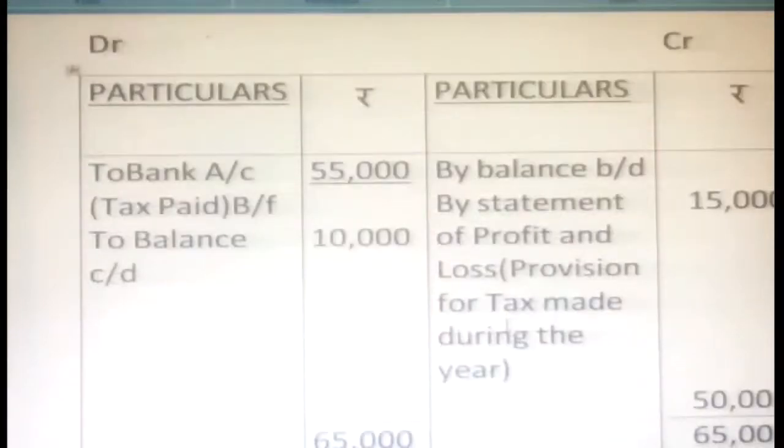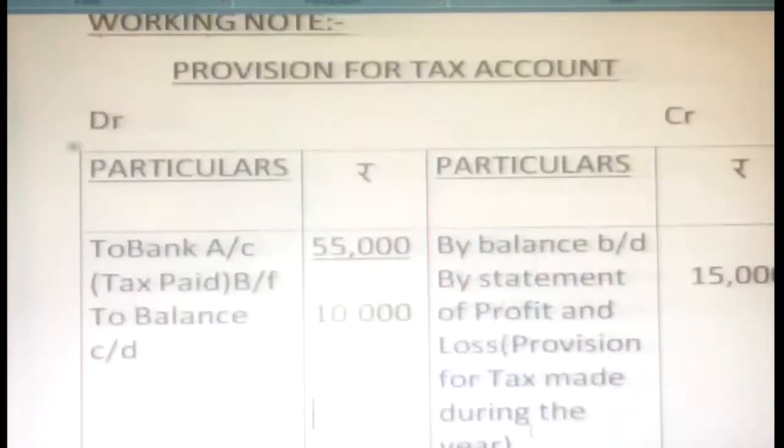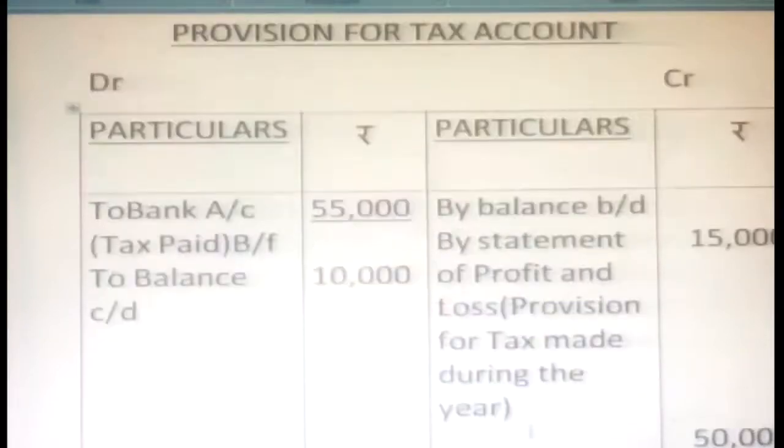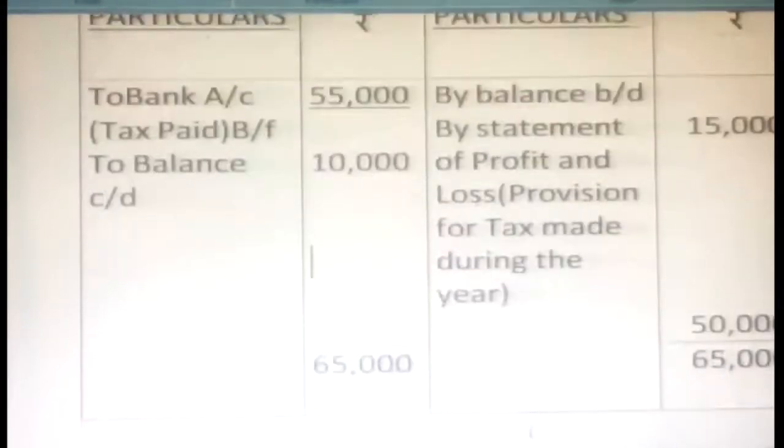Once again I'm telling you: opening balance, closing balance, the provision made here. So here, how much tax you are going to pay. Sometimes they give tax paid with missing information being the provision, or sometimes they give the opening with the missing information being the closing. That's why here we will discuss in detail the preparation of the provision for tax account. Very important.